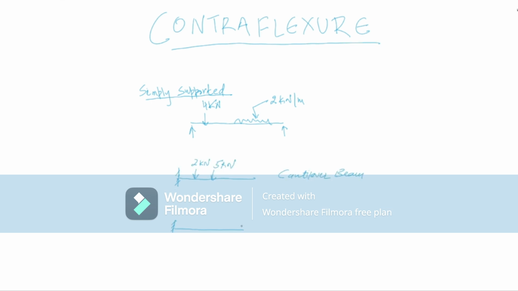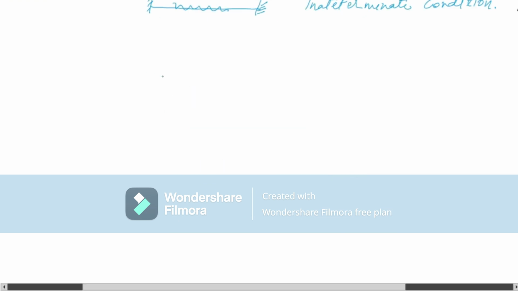Let's talk about point of contraflexure. A point of contraflexure exists in a situation when a beam, which is either simply supported, or of cantilever type, or indeterminate, or with fixed ends, is subjected to transverse loading.